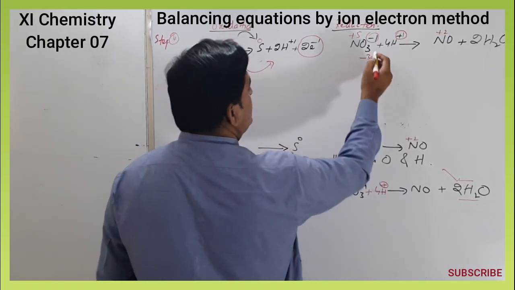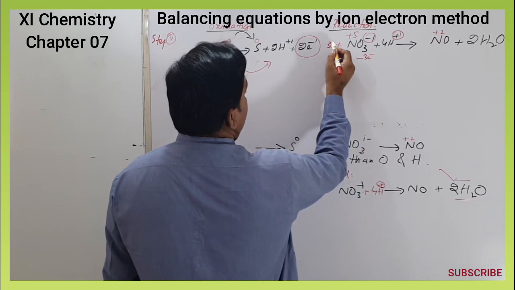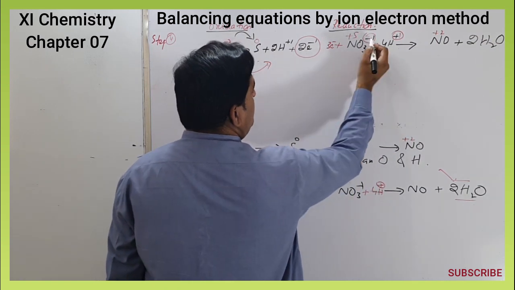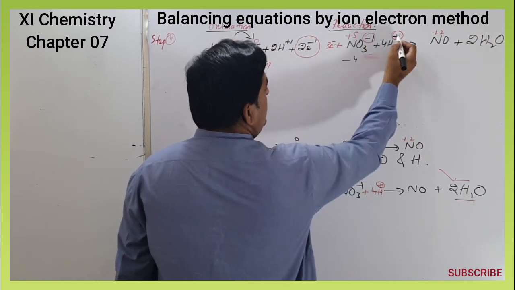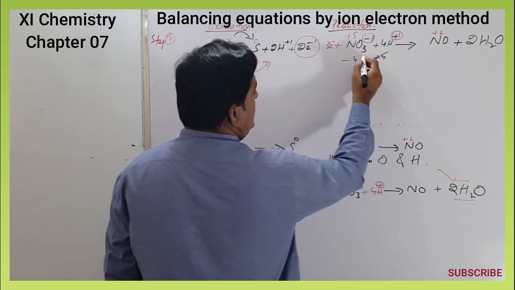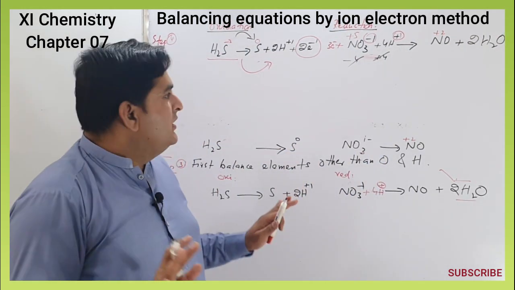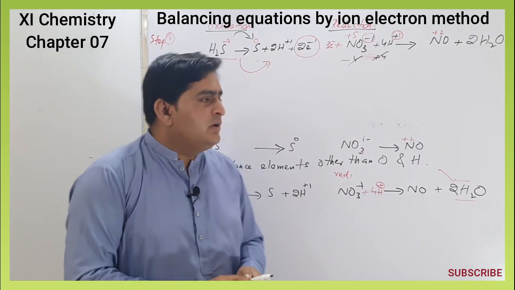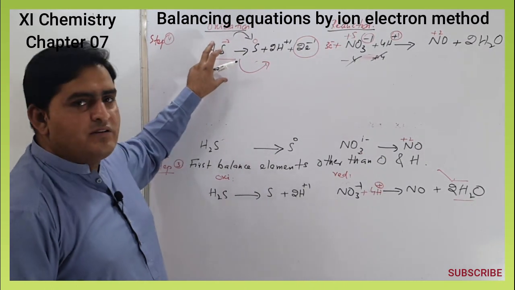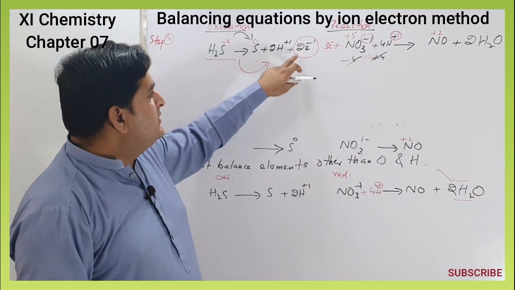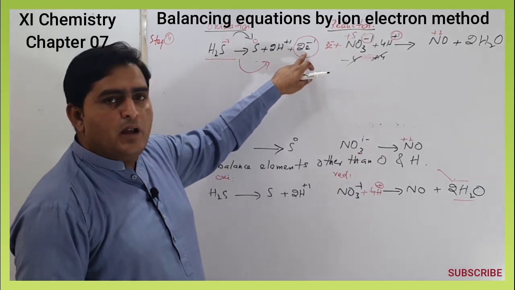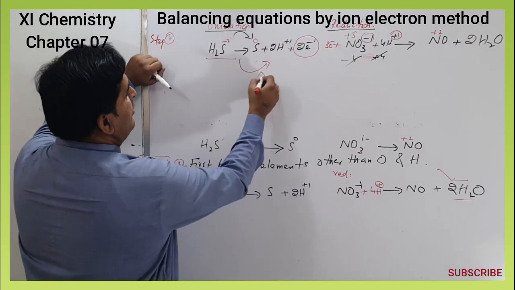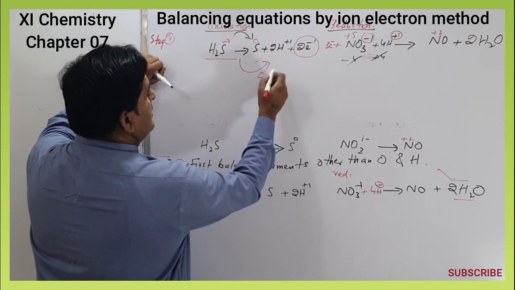So when we add 3 electrons at this side, the charge carried by each side will be equalized: 3 minus, 1 minus, total -4, and +1 into 4, +4. So these charges have been equalized. In this step, we have to equalize the number of charges. And how can we do this? We do this by adding electrons. In oxidation reactions, we add electrons at the product side. And how many electrons should be added? It depends upon the change in oxidation number.